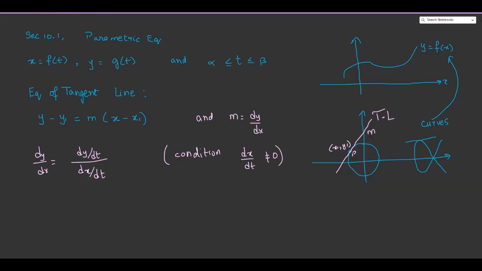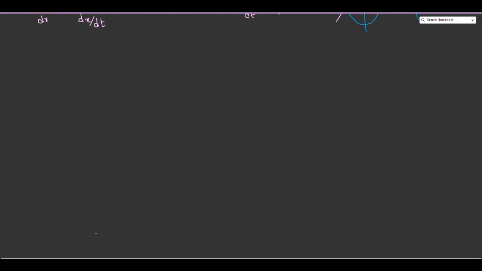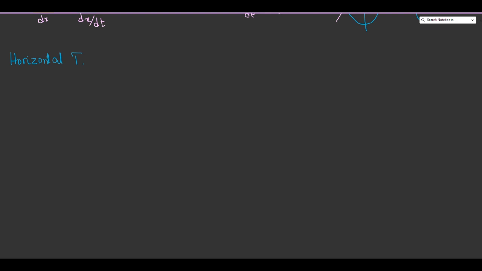Now let us do some problems, but before this I will discuss two different types of tangents, because we are going to find them in the next question. There are two special tangents: the horizontal tangent, and the second one is called the vertical tangent.